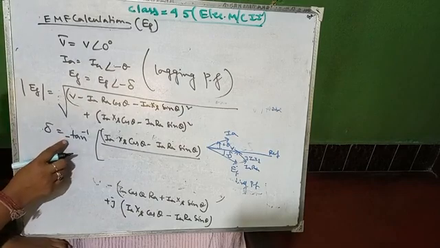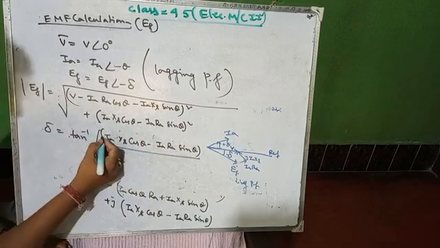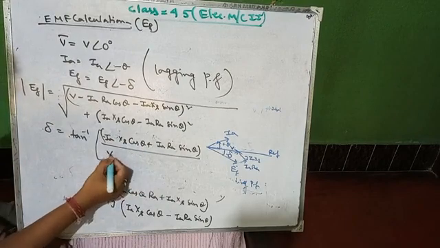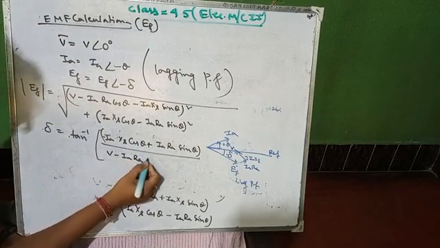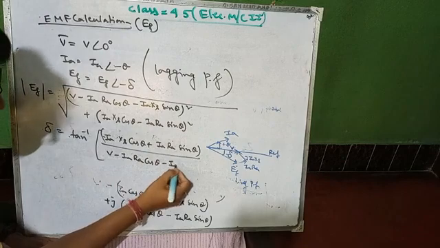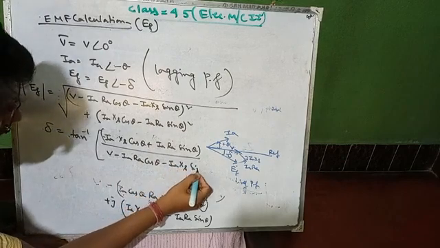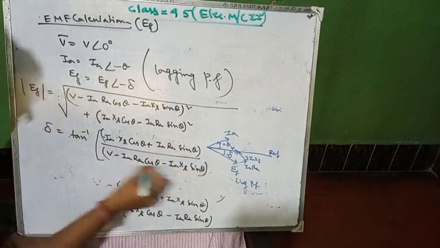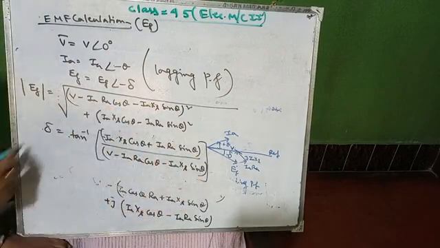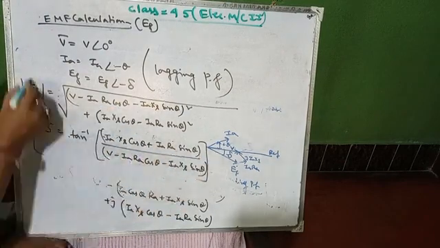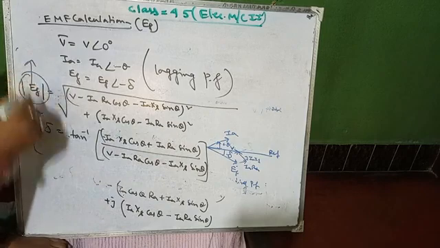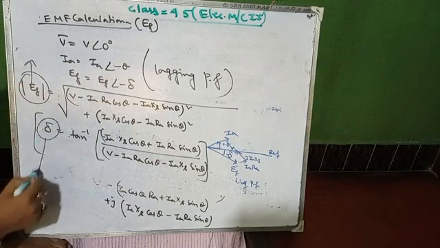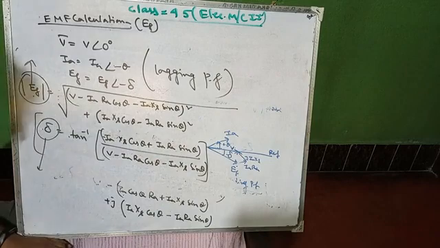So whenever this minus is taken inside, it will become plus, and the denominator part remains the same. Okay, so this is your torque angle. So this is your excitation EMF magnitude, and this is the torque angle: excitation EMF and torque angle calculation.